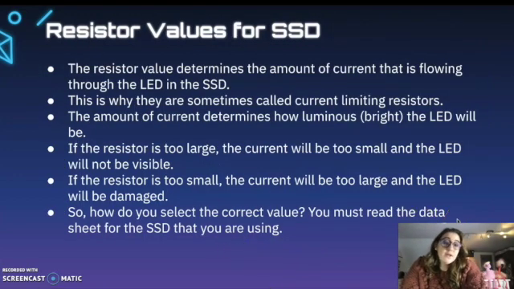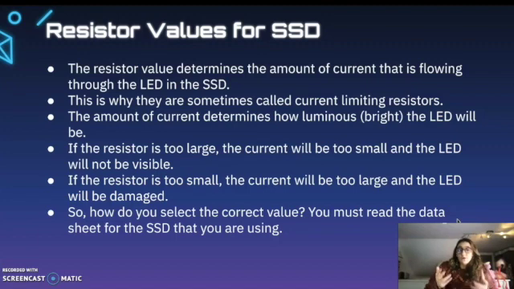So now let's take a look at resistor values for the 7-segment display. The resistor values determine the amount of current that's flowing through the LED into the 7-segment display. This is why they're sometimes called current limiting resistors, when they are intentionally limiting current going specifically into an LED. The amount of current determines how luminous or bright the LED will be. If the resistor is too large, the current will be too small and the LED won't be visible. It may be working, but it's not visible because the luminosity isn't there. If the resistor is too small, the current is too large and the LED will be damaged.